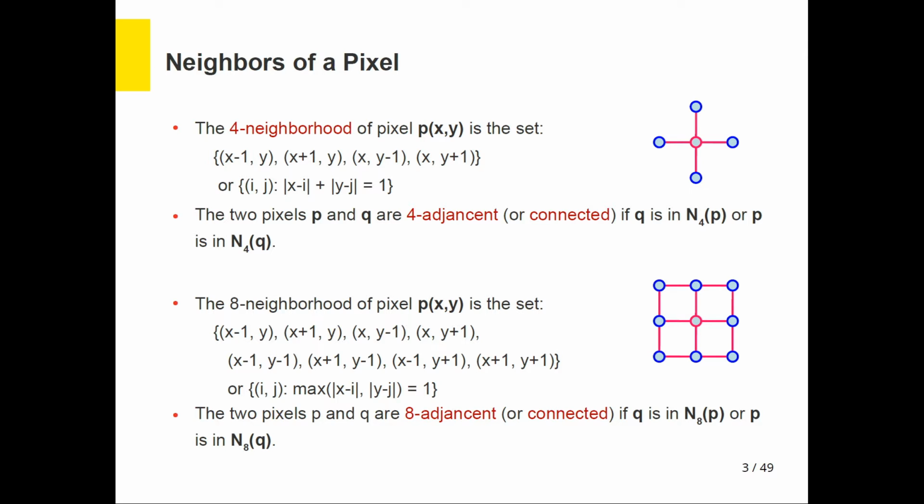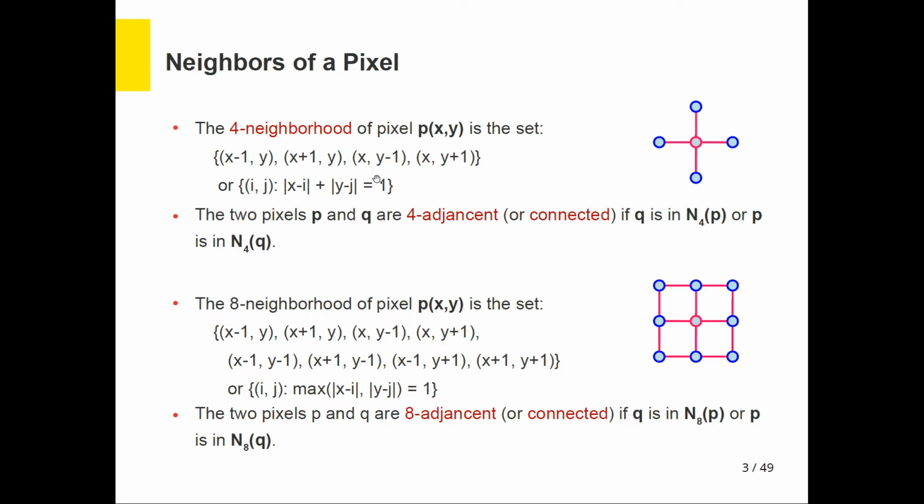the center pixel. If this pixel has the coordinate of x and y, the pixel right above it has the row number x minus 1 and the column number y. This pixel that is to the right of the center pixel has the same row number, so the row number is going to be x, but the column number is going to be y plus 1. So these four pixels that are shown using these coordinates are representing the four neighborhood of pixel p(x,y).